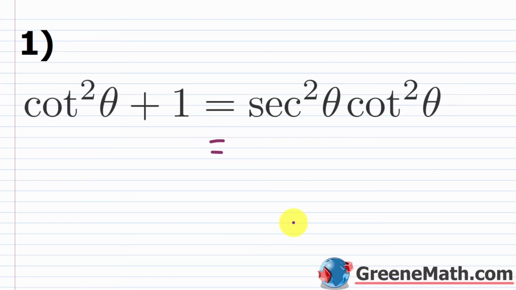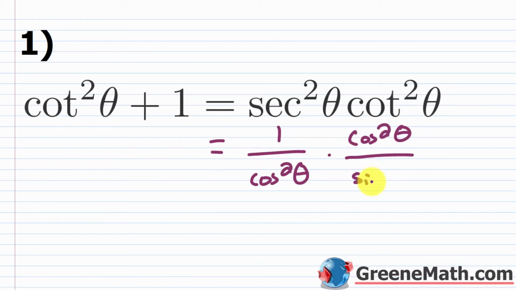And for this type of problem, I'm just going to write things in terms of sine and cosine. So for secant squared theta, this is 1 over cosine squared theta. Then I'm multiplying by cotangent squared theta. I can say that's cosine squared theta over sine squared theta. So if you don't know what to do, you can write things in terms of sine and cosine and just see what's going to cancel. So this right here would cancel with this right here. And now I have 1 over sine squared theta.